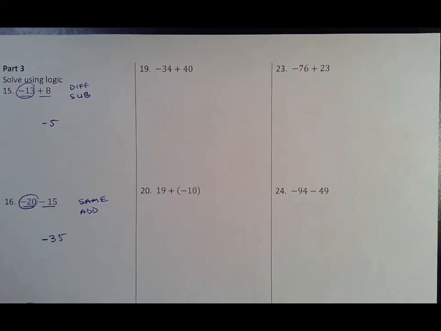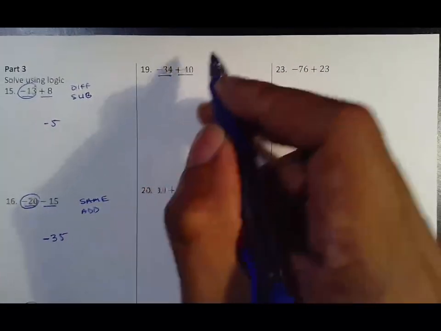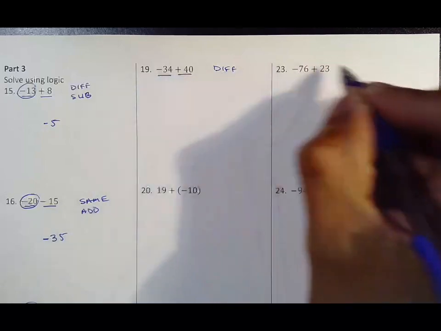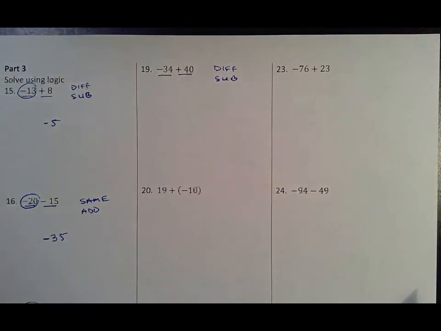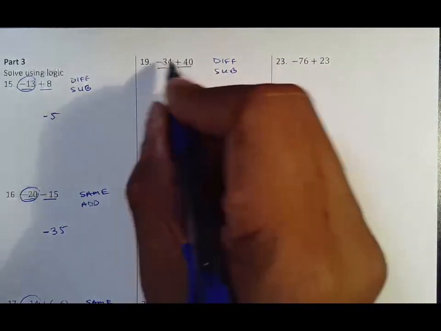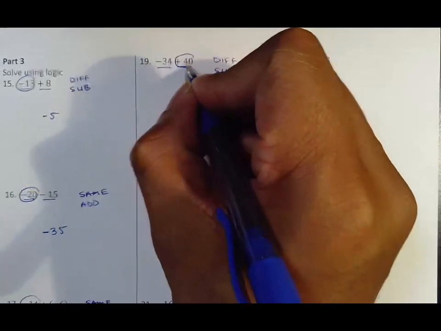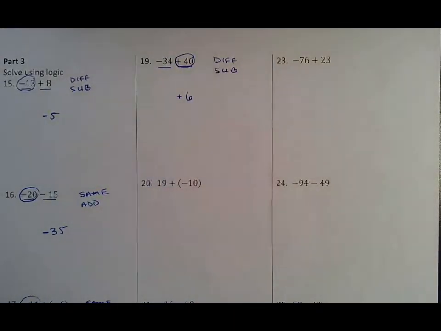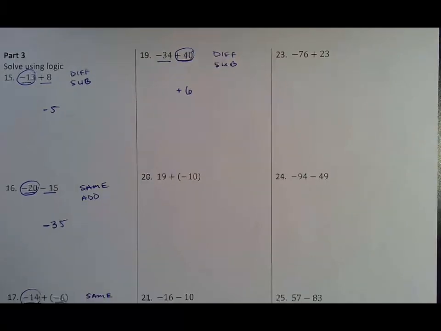Negative 34 plus 40. A negative 34, a positive 40. Negative and positive, different. Different means I will have zero pairs, which means that I will subtract, because I will cancel things, and cancel means take away. From there, if I subtract, 40 minus 34 is 6. The bigger number is positive, so it's a positive 6. Again, you don't need to put the plus in front of the 6, but that's what's going to happen.